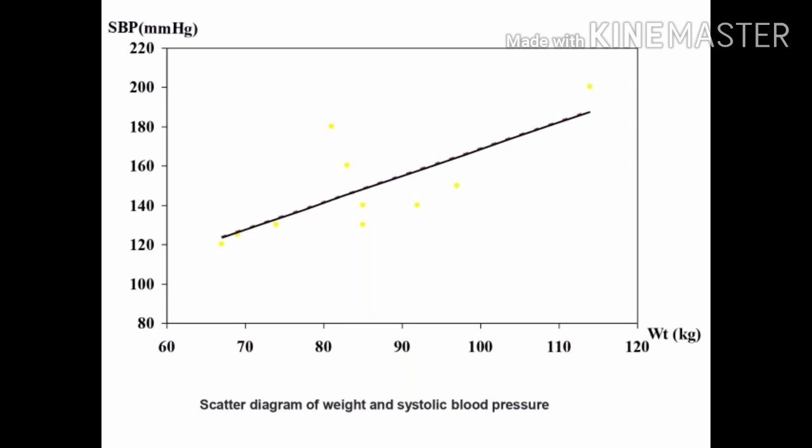Then I hope you are all clear with this topic: correlation, types of correlation, positive correlation and negative correlation, and scatter plot. Next we will discuss the Pearson correlation coefficient. It is a measure of the degree of relationship between two variables x and y.